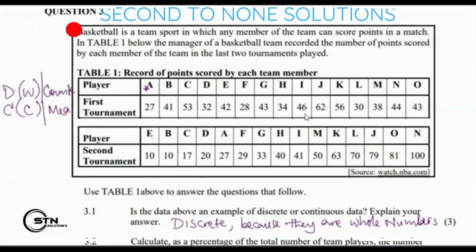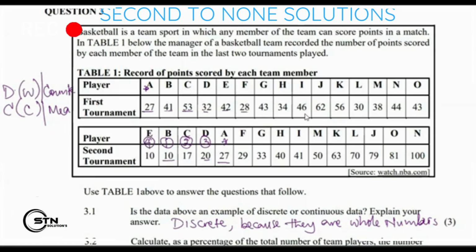So A has 27 in the first one. A has 27, so there's no change. So it's fine. We go to B. B has 41 in the first one, and now B has 10. So this one is the first one who decreased. We go to C. C has 53 in the first one, and he has 17. Also, this one decreased. D. D has 32 and now has 20. It has increased also. Come to E. E is 42. Here he has 10. He has also decreased. We are looking for people who have decreased.